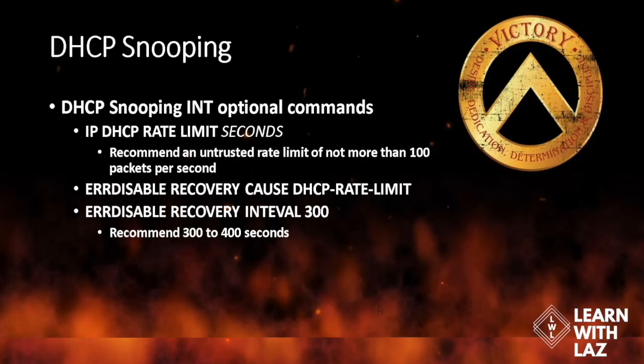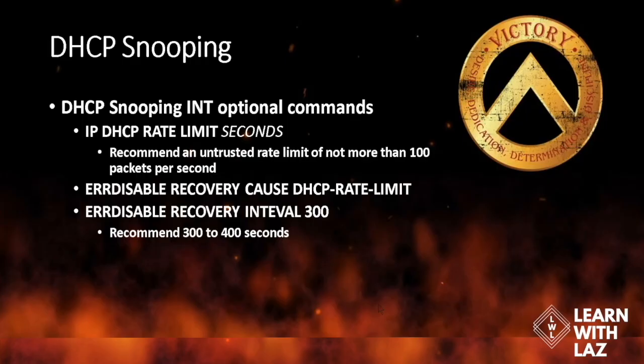In the book it puts 30. And when you look at it, when you show ip dhcp snooping, you just see PPS. That's packets per second. So the recommended untrusted rate limit is 100. No more than that.